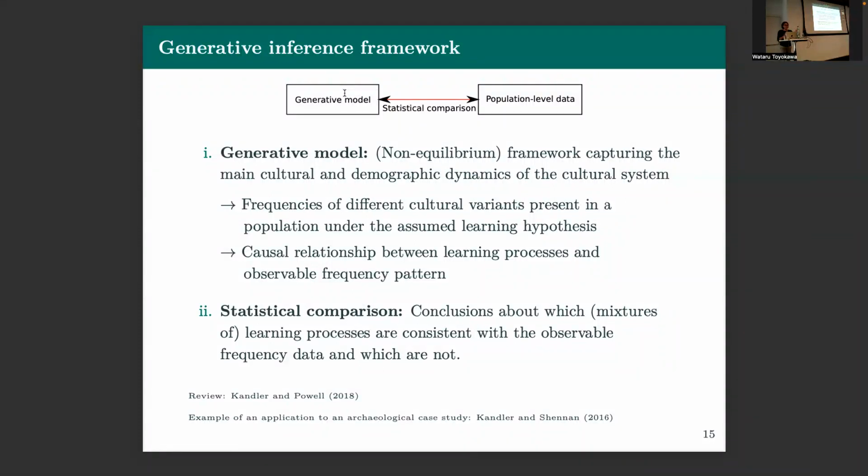So in some sense, what we want to do with this generative model is establish a causal relationship between learning processes on the one hand and observable frequency patterns on the other hand. And then we want to, with the help of statistical comparison, which can be done with, let's say, ABC techniques or machine learning techniques or whatever you want to use, draw conclusions about which mixture of learning processes is consistent with the observable frequency data, and maybe more importantly, which is not. So that's the rough idea of it.